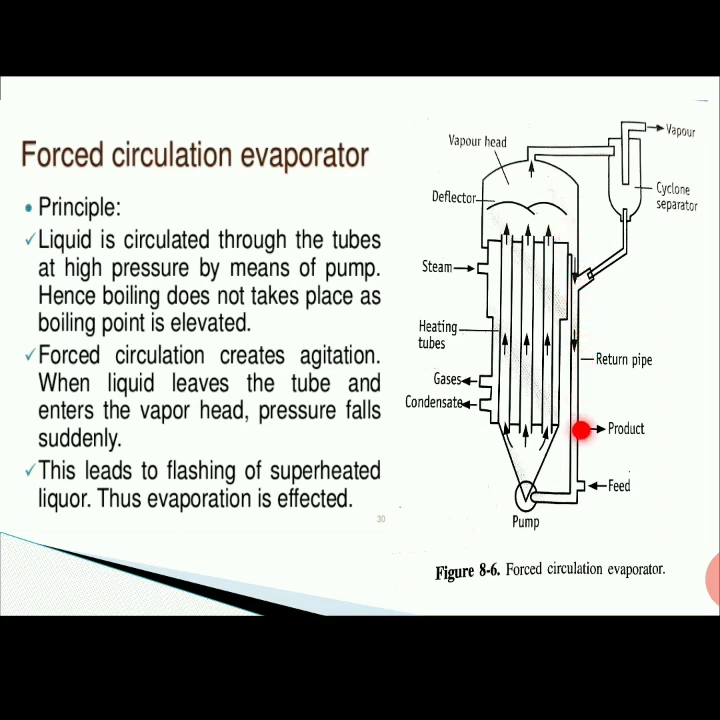Also here one pipe is provided for the removal of product from this opening. This is also a return pipe: after separation of gases from the liquid, the liquid comes into this return pipe and is removed from this opening. This is all about the construction of the forced circulation evaporator.